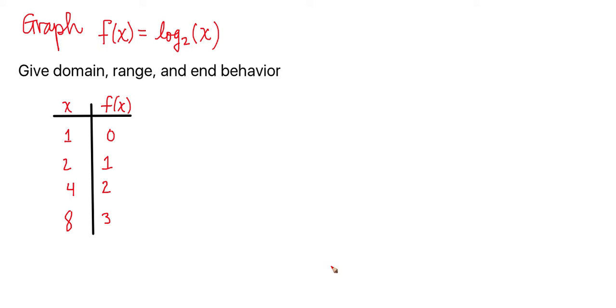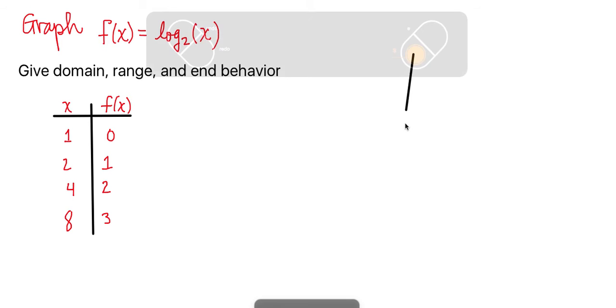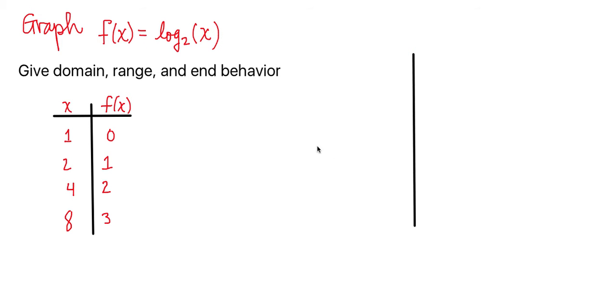So I will translate that into my graph over here. Let's see, here's my y-axis, and then here's my x-axis. And I will label some points here. So 1, 2, 3, 4, 5, 6, 7, 8. And we know that (1, 0) is on there. And we can go 1, 2, 3. And then (2, 1) is on there. And then (4, 2) is on here. And then (8, 3) is on here. Okay, so it looks like that.